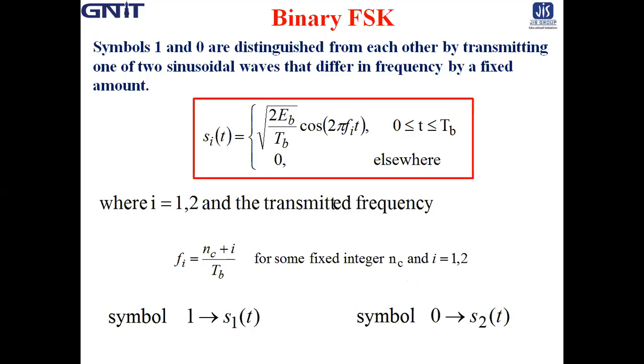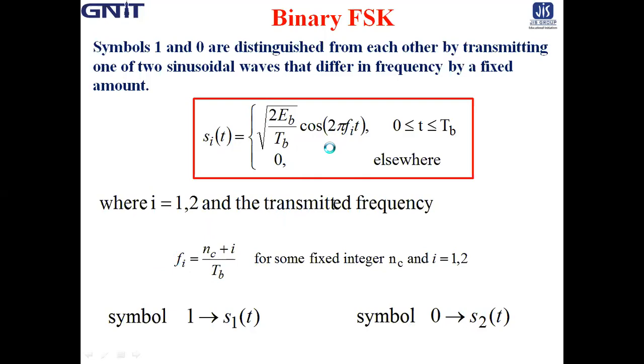The symbol 1 is represented by s1(t) and symbol 0 is represented by, say, s2(t). In case of symbol 0, the frequency is f2, and in case of symbol 1, the frequency is f1. And here Eb is the transmitted signal energy per bit, and fi is the transmitted frequency.